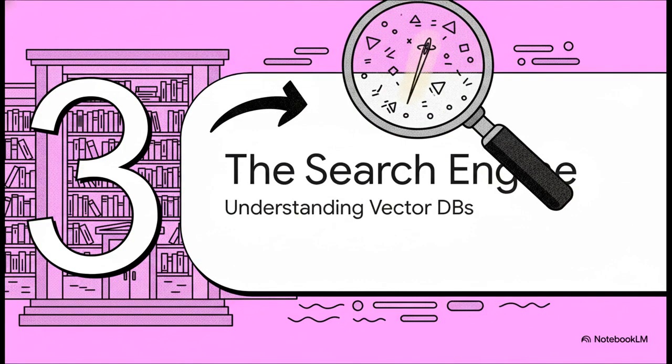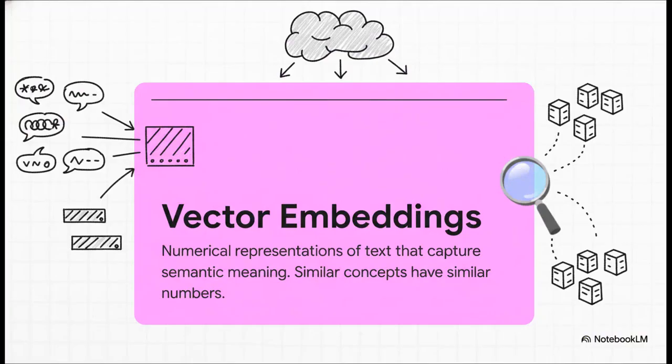Okay, let's switch gears. If the context tree is our neat, curated library, then the vector database is like a ridiculously powerful search engine that's designed to find a needle in a haystack of millions of documents. The core tech here is something called vector embeddings. It's a way of turning text, a word, a sentence, a whole document, into a long string of numbers. But here's the trick. Texts with similar meanings get turned into similar sets of numbers. This allows the system to search for concepts and ideas, not just for specific keywords.